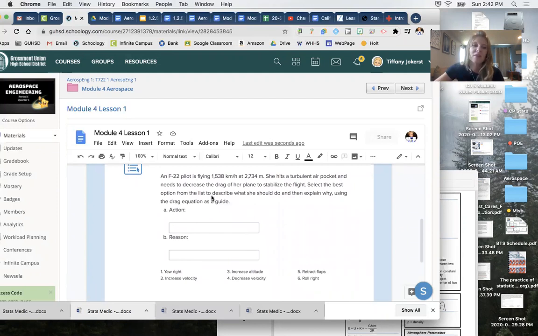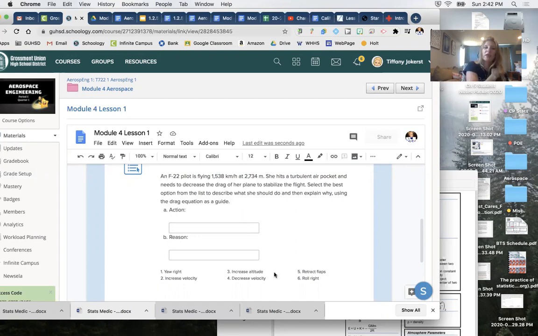So it says an F-22 pilot is flying at 1,538 kilometers per hour at 2,734 meters. She hits a turbulent air pocket and needs to decrease the drag of her plane to stabilize flight. And then we're going to select the action and the reason here.